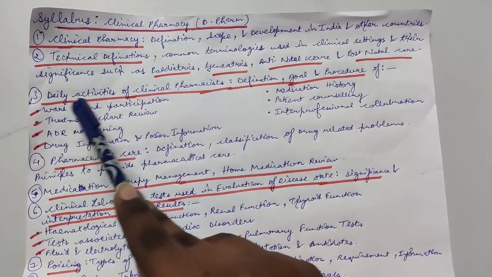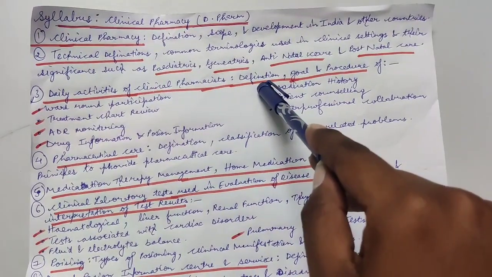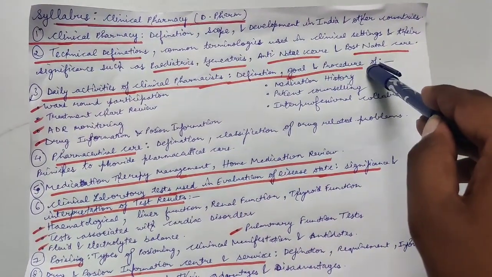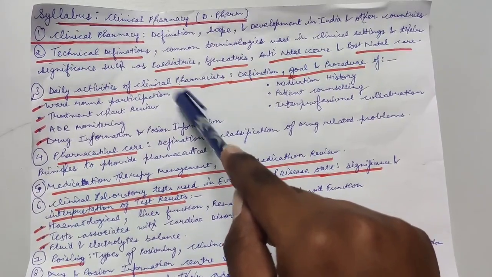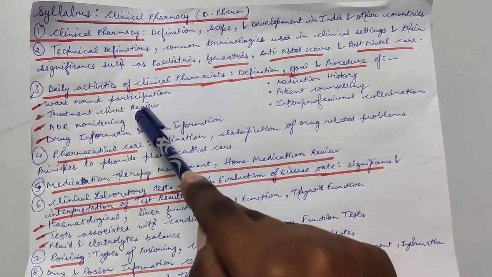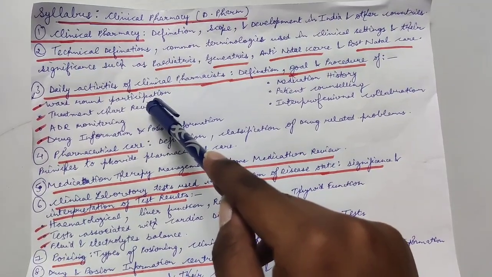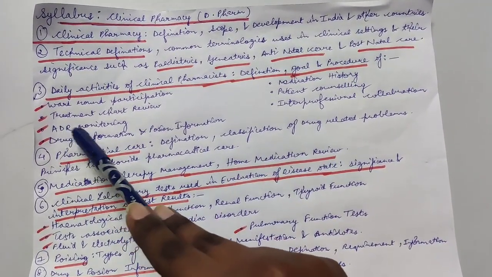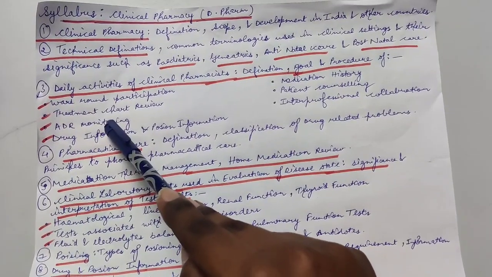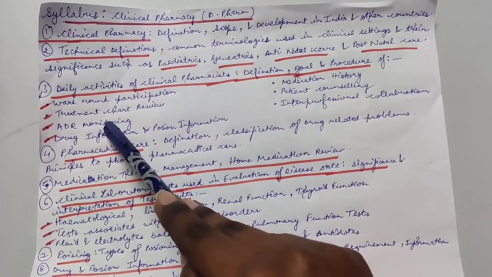Third is daily activities of clinical pharmacist, definition, role and procedure. Ward round participation, how ward round is carried out. Treatment chart review, how patient treatment chart is reviewed by the clinical pharmacist on the daily basis. ADR monitoring, that is adverse drug reaction monitoring. If the patient is having any ADR, that is to be monitored on the daily basis.